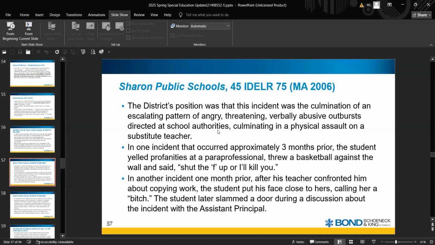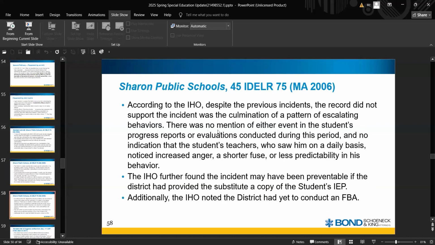Okay, so those are aggressive behaviors, but are they enough to convince a hearing officer that this student is going to injure himself or others if he stays there? And according to the IHO, the answer was no. The record did not support the incident as the culmination of a pattern. There was no mention of either of those two events in the progress reports or evaluations. No indication from the student's teachers who saw him on a daily basis that they were noticing an increase in anger or a shorter fuse or less predictability in his behaviors. And the IHO further found that the incident might have been preventable, as we said, if the district had provided the substitute a copy of the student's IEP.